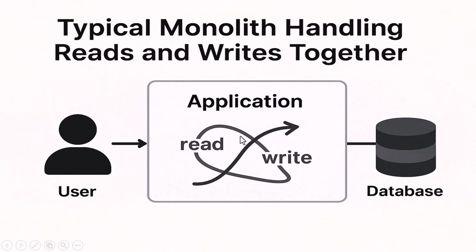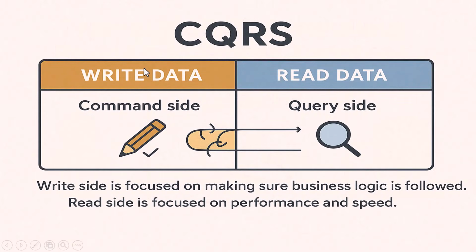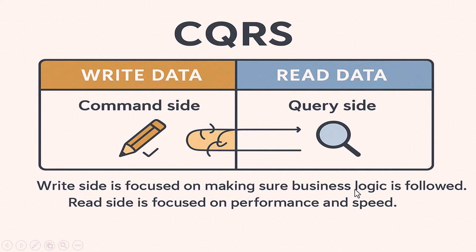That's where CQRS comes in. Well, what is CQRS? CQRS is a simple idea. It says, let's separate the part of our system that writes data from the part that reads data. So we have one side called the command side that handles all the changes, like placing orders, adding items to the cart, or updating stock. And we have another side called the query side that only reads data, like showing products, orders, or recommendations. These two sides can use different models, different databases, or even different architectures because they have different jobs. Write side is focused on making sure business logic is followed. Read side is focused on performance and speed.